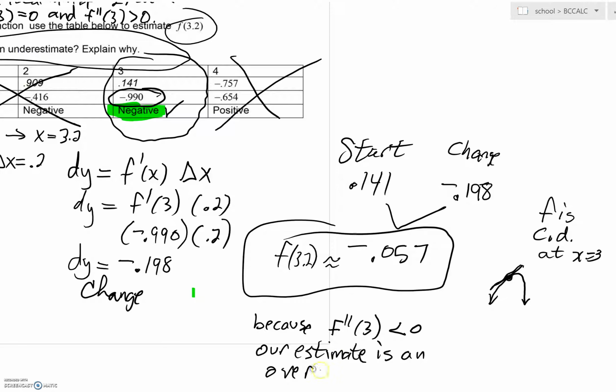Here's why. A differential is working with a tangent line. Your tangent line is above your curve here. And if it's above, that means your y values are too big. Your approximation is going to be an overestimate. By way of comparison, if you would have had a concave up kind of a scenario, then your tangent line would be under, and that would be an underestimate. So hope this is making sense. Long lesson here, but a very important one.